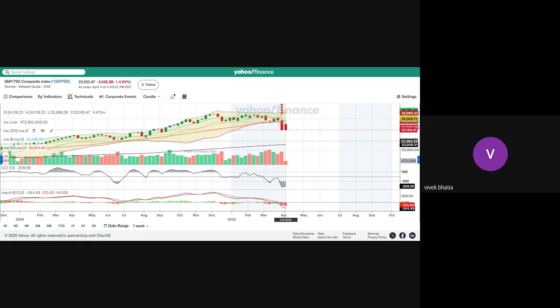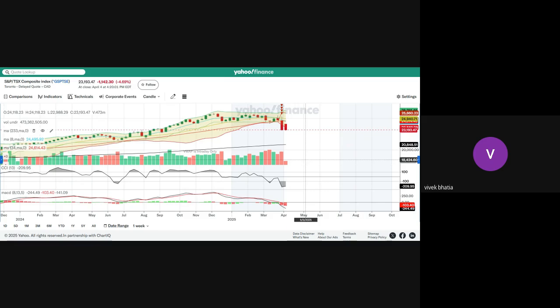When do we see a reversal? We will see the reversals when we see MACD climbing, when we see CCI moving up, and when we see some strength coming back. Till then, there is fear in the market. So ride the fear trend and let it go down.